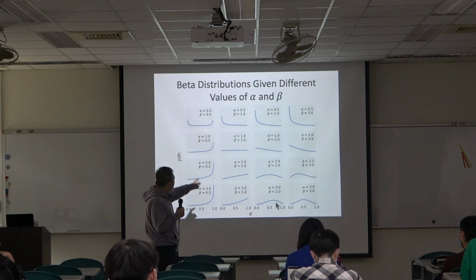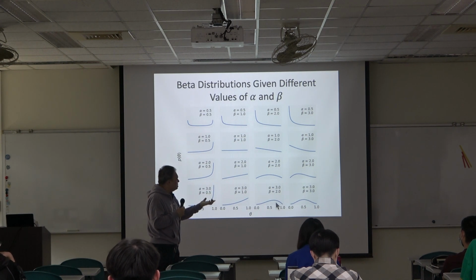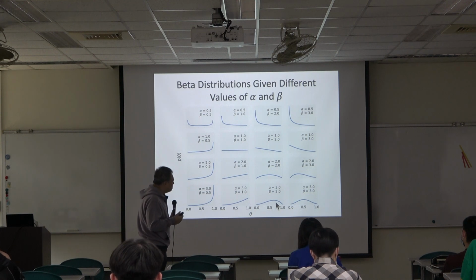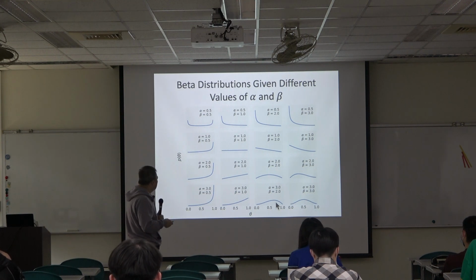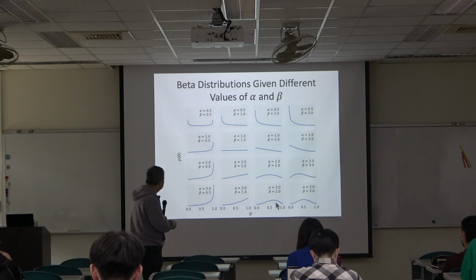Because you can see the trend. It's going to be a little bit more concentrated, but just adding one to alpha and beta in the lower right corner case is not going to affect that too much. But still it describes a mild belief that the coin is fair, right?